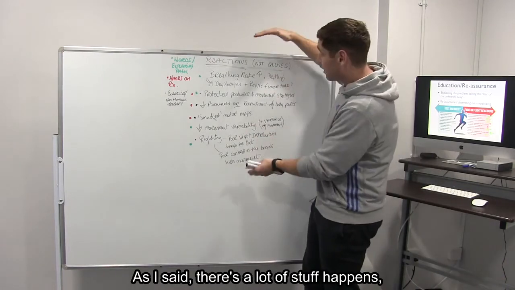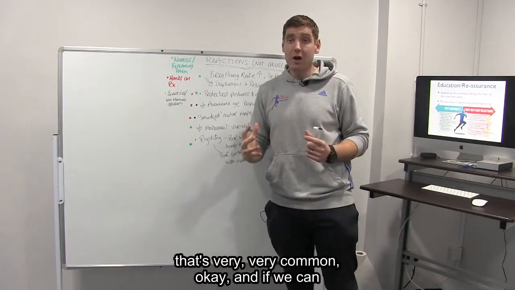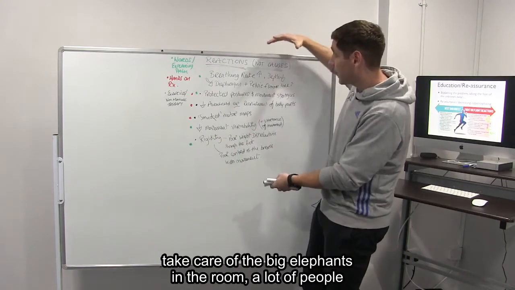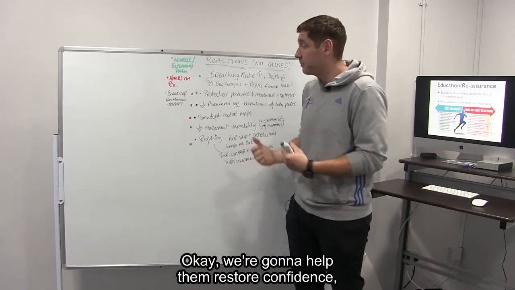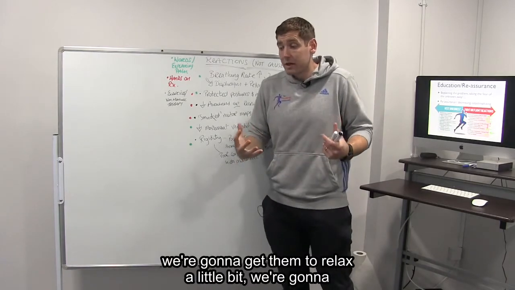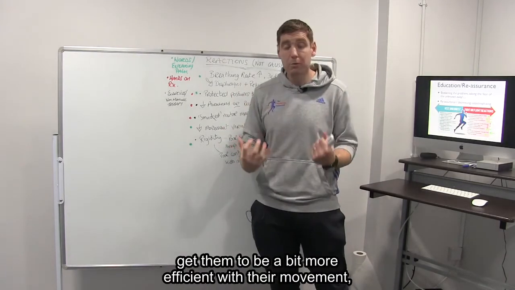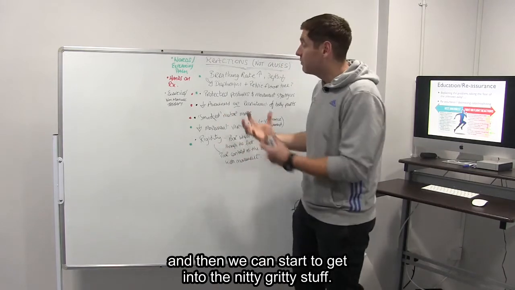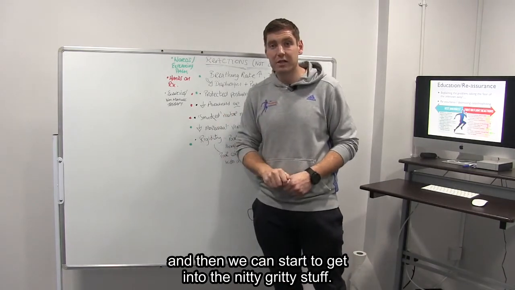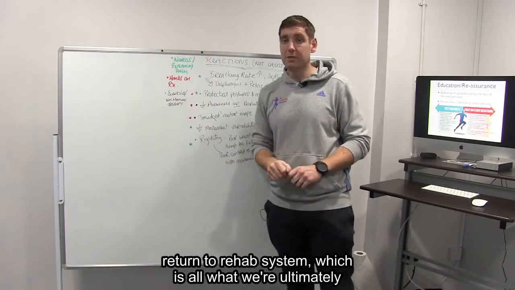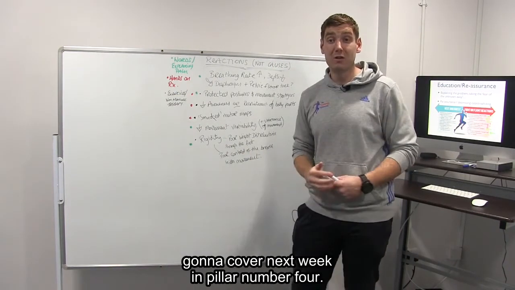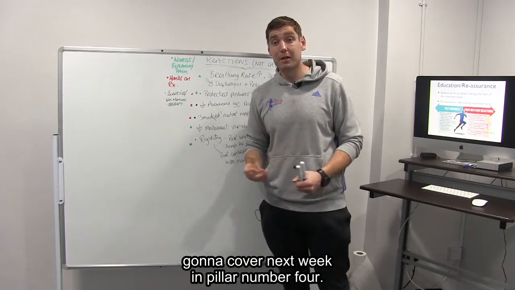As I said, there's a lot of stuff that happens that's very common. And if we can take care of the big elephants in the room, a lot of people are going to get out of pain quickly. We're going to help them restore confidence. We're going to get them to relax a little bit. We're going to get them to be a bit more efficient with their movement. And then we can start to get into the nitty-gritty stuff. And then from there, we go to a return to play or return to rehab system, which is what we're ultimately going to cover next week in pillar number 4.